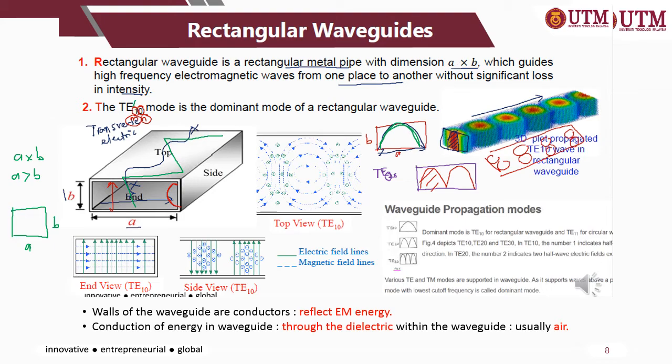So the conduction of energy in a waveguide is through the dielectric within the waveguide, and it will be reflected at the edge or the wall inside the waveguide itself. And usually the waveguide is filled with air.